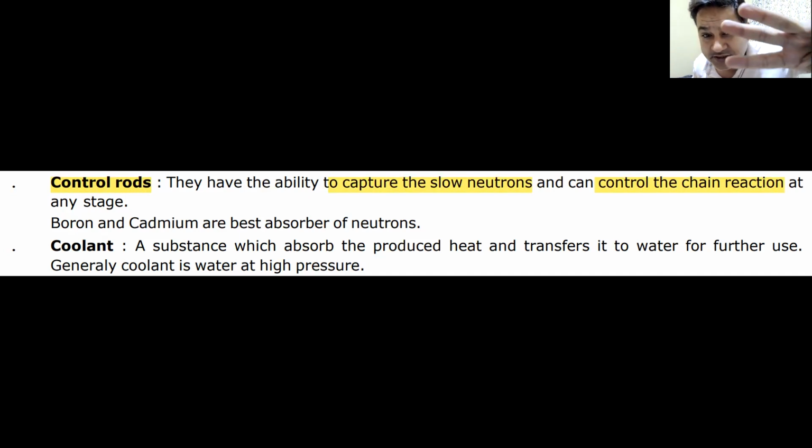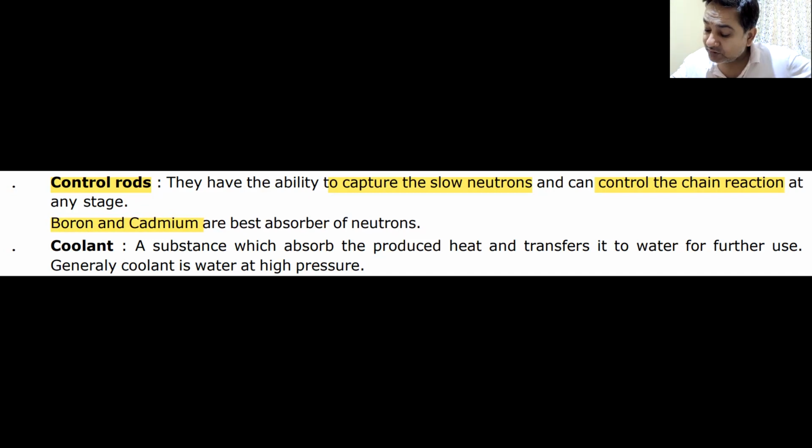For every nuclear reaction, we'll have 3 neutrons. But I only need 1 neutron because the other 2 are going to create the atom bomb. So I need to absorb these 2 extra ones. I only need 1. So who is going to do the process of absorbing? These are the control rods. Boron and cadmium are the best absorbers of neutrons.